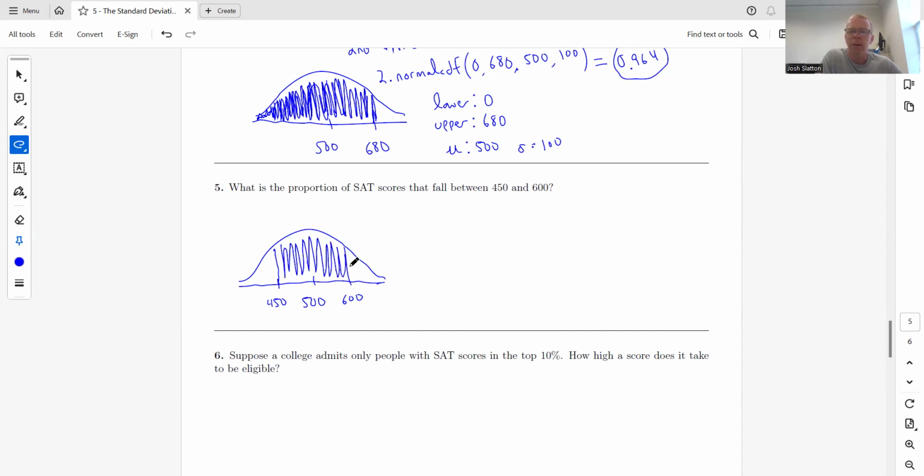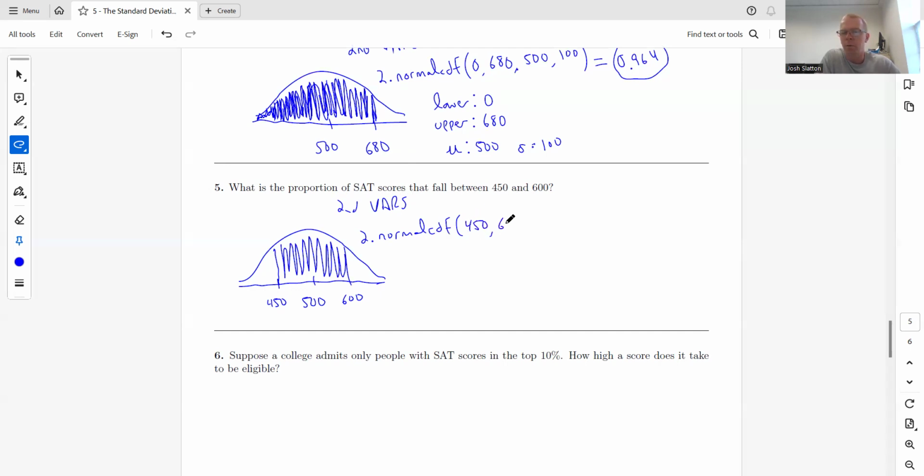We're going to go to the same menu that we did on the last one, second bars, number 2. What is your lower bound going to be? It's the left side of the shaded area, which is 450.